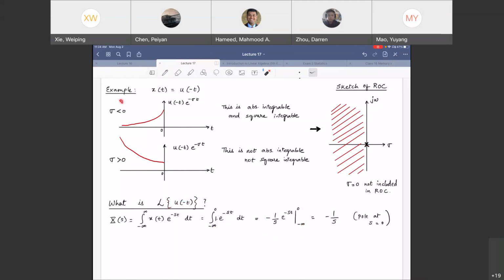Based on this discussion, you can see that when sigma is less than 0, it will converge, which means the ROC will be to the left of the pole. Again, there will be no bound at the j omega. j omega doesn't contribute to the convergence. Again, the pole should not be included in the ROC.